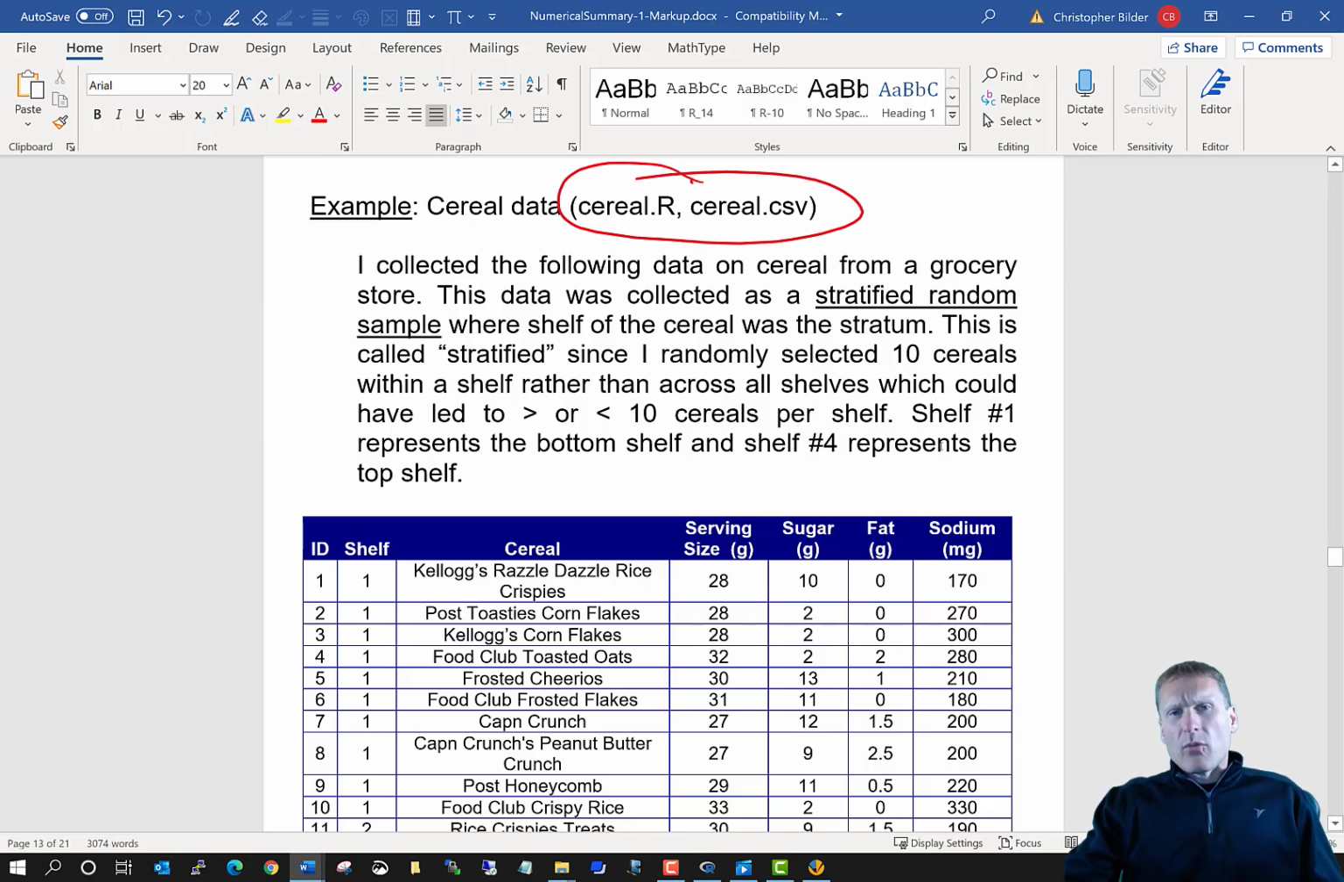And in terms of taking a stratified random sample here, what I decided to do was I picked a strata, which was shelf, and within that strata, I randomly selected 10 different cereals. That way I could get a good representation, or at least I hope I could get a good representation of what was on each shelf in the cereal aisle.